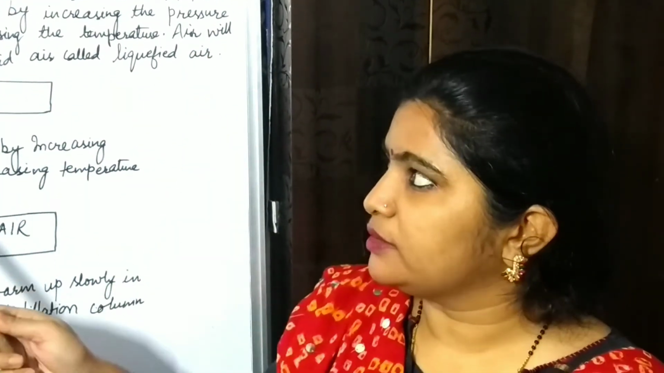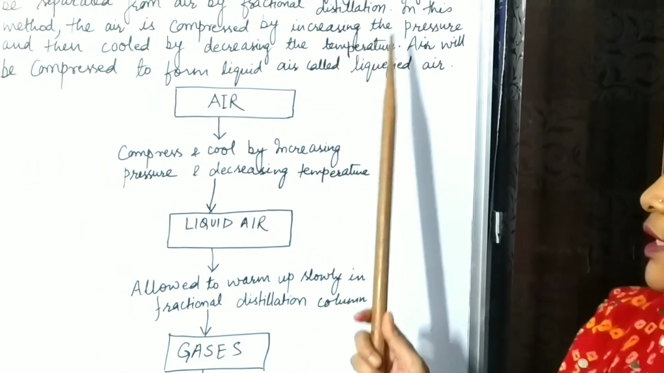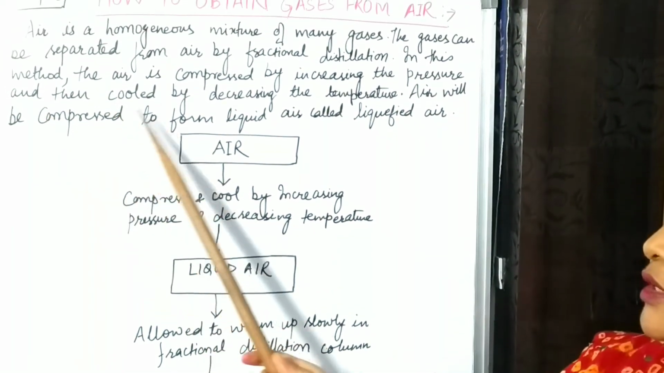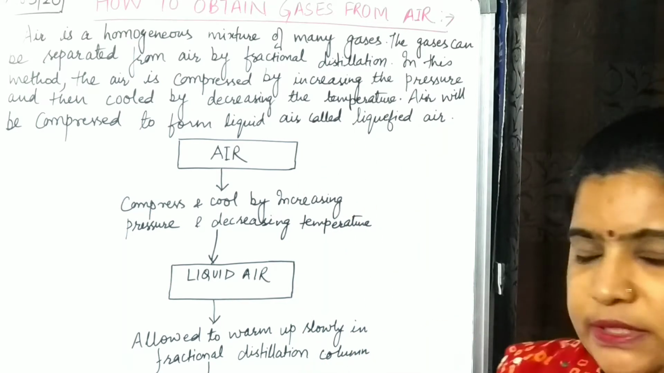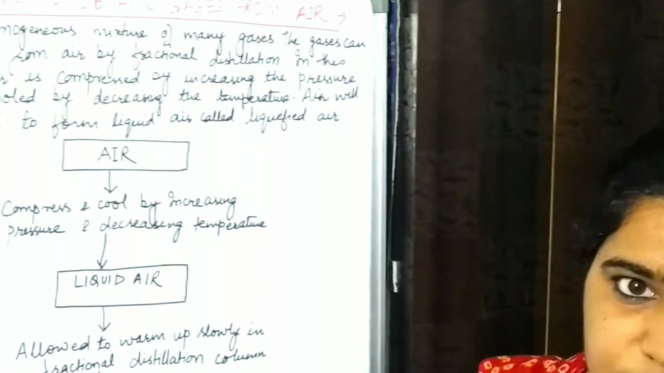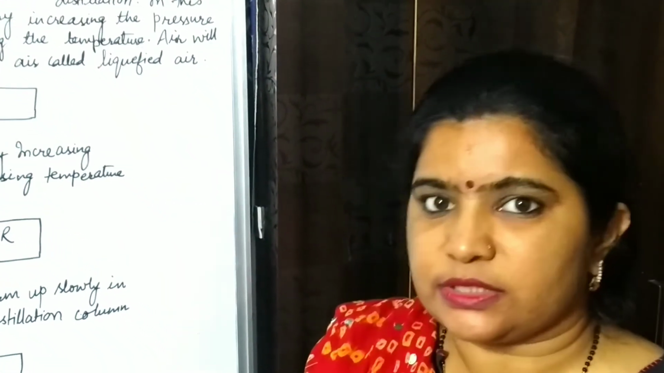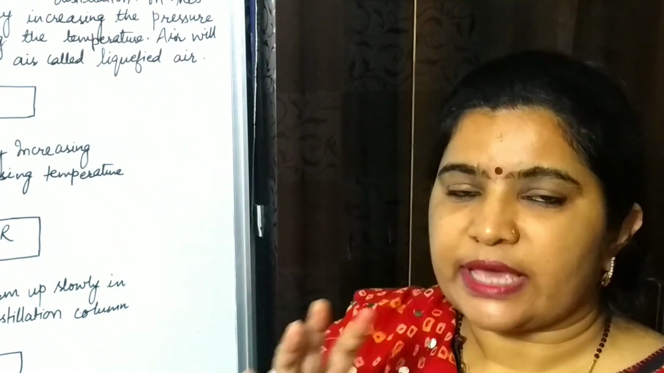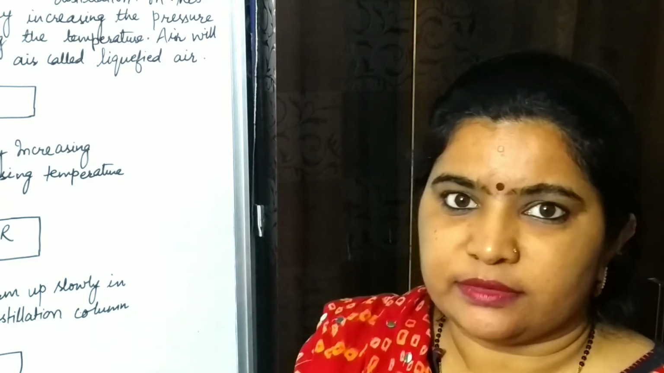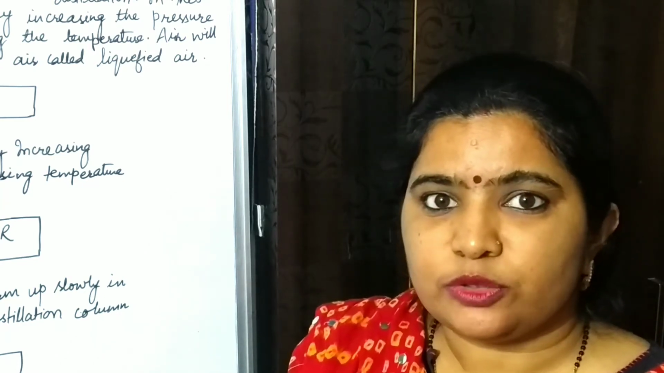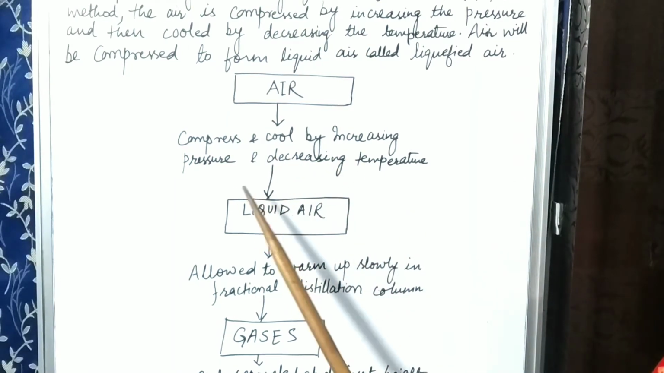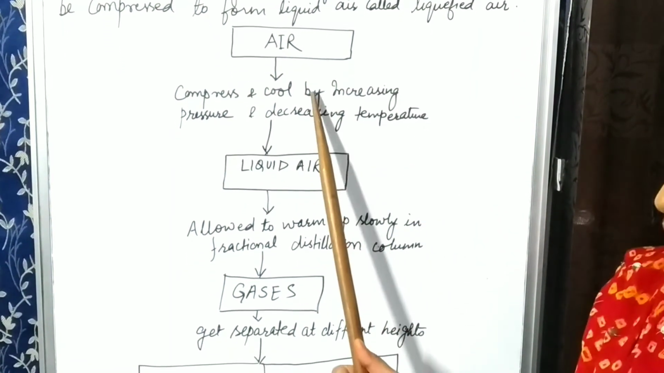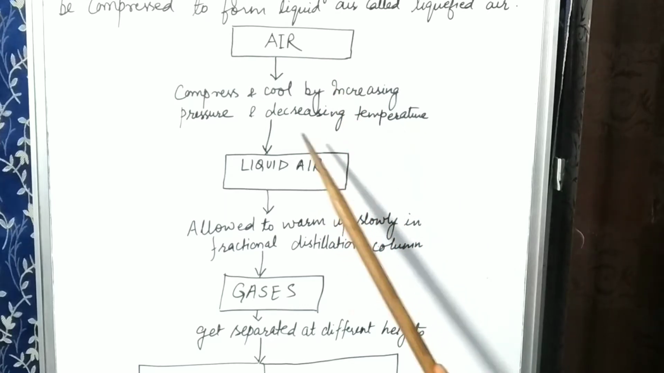In this method the air is compressed by increasing the pressure and then cooled by decreasing the temperature. It means whenever pressure is increased and temperature is decreased, in that condition gases turn into liquid form. Through this flow chart, when compressed and cooled by increasing pressure and decreasing temperature, the air will be converted to liquid air.